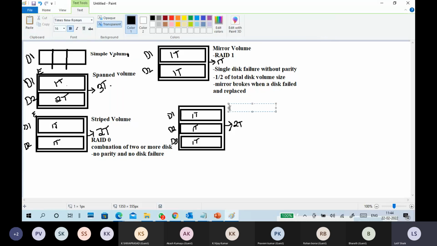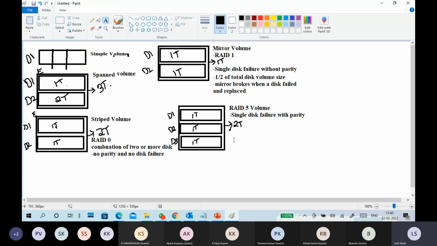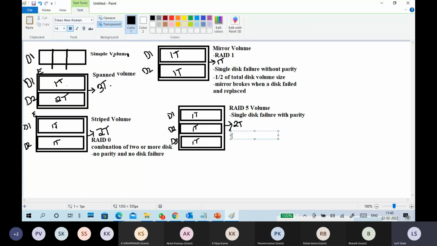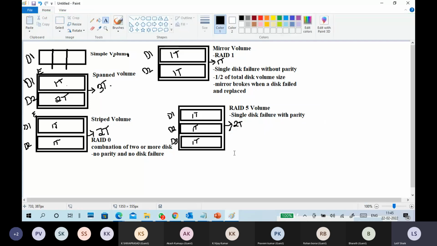Next one is the RAID 5 volume. It's finally a RAID 5 volume. It is a single disk failure with parity. Maybe in our engineering, maybe not, a lot of people may not be in electronics or computer science. So whatsoever it is, guys, parity bits are there.